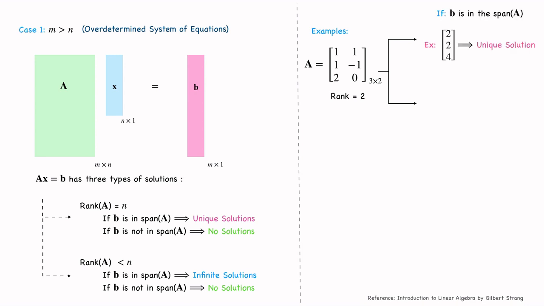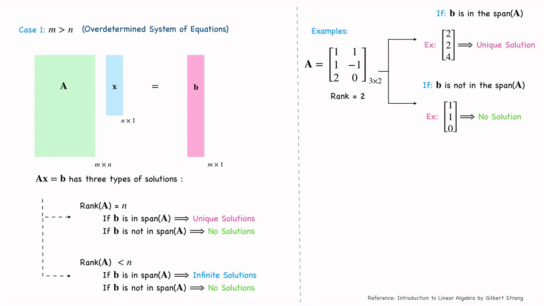If B is in the span of A, which means that B is some linear combination of A, then you will have a unique solution, and if B is not in the span of A, then you will have no solution. This is for the case where A has full column rank, which means that it cannot have more than that particular rank. I have said that rank is always less than or equal to the minimum of m comma n, and here the minimum of m comma n is n, so in this particular case n is equal to 2 and it cannot go more than 2. So A has achieved its maximum rank, and therefore it has a unique solution.